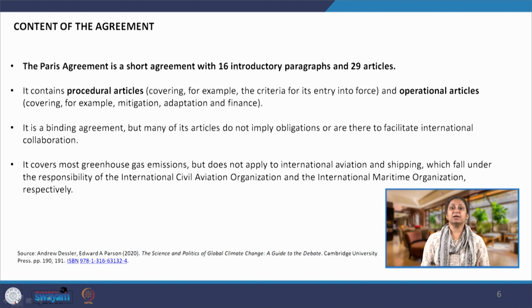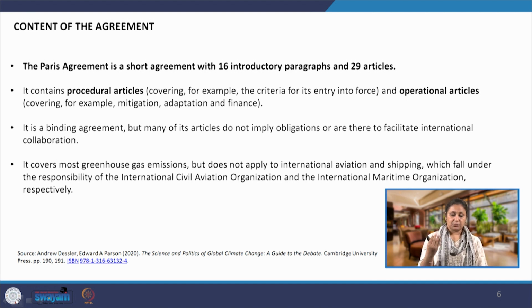If you look at the contents of the agreement, it is a very short agreement with only 16 introductory paragraphs and overall 29 articles. Another reason for that is that it is a relatively new agreement, unlike Kyoto Protocol, which had been in existence, and with every COP happening after 1997, through amendments, additions and addendums, more and more mechanisms and articles were added to Kyoto Protocol.